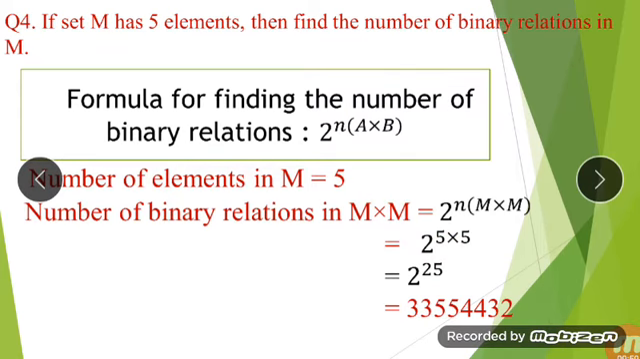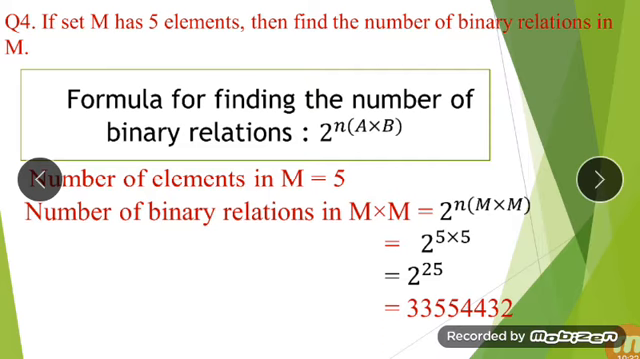It means if you find the Cartesian product of set M, you will have 25 elements in the Cartesian product. But the number of binary relations will not be 25. It can be found with the formula 2 raised to the power of M into M. So if you multiply 2, 25 times, you will have 3,35,54,432 relations.